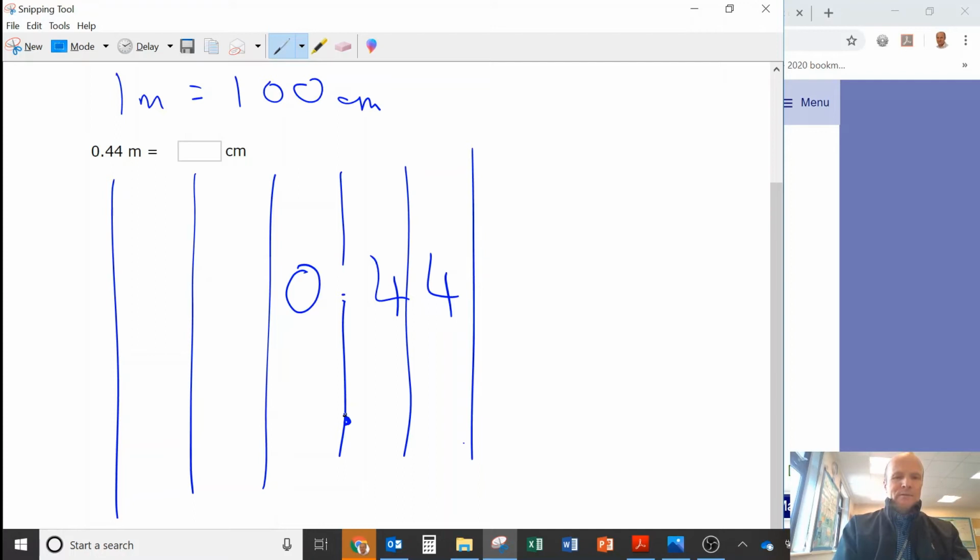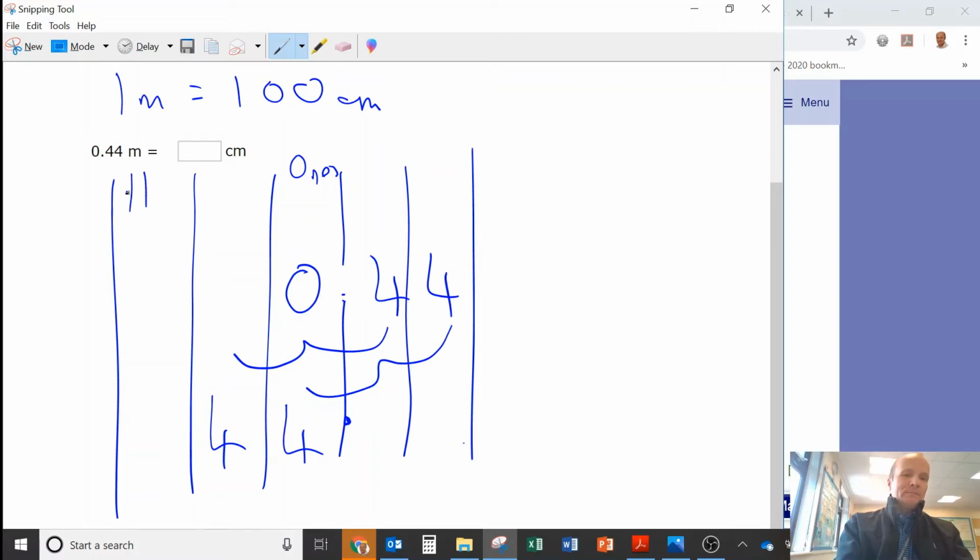Decimal point doesn't move. The 4 moves 1, 2, we write the 4 underneath. This 4 moves 1, 2, right underneath. This 0 here, the 0 is in the ones column. If we move it 2 places, 1, 2, we're going to be putting it in the hundreds column. It doesn't make it wrong, but it doesn't actually mean anything because it's saying 0 hundreds.